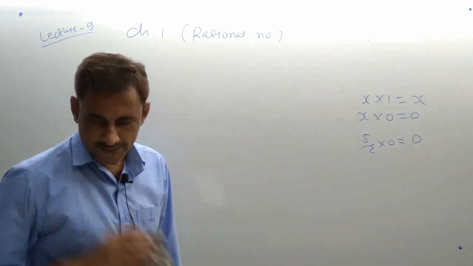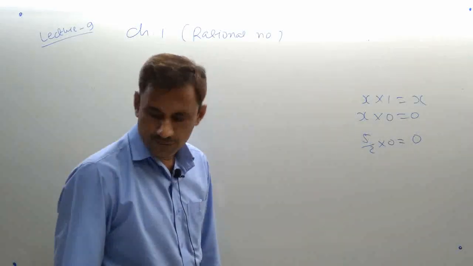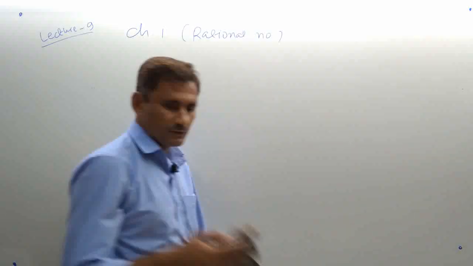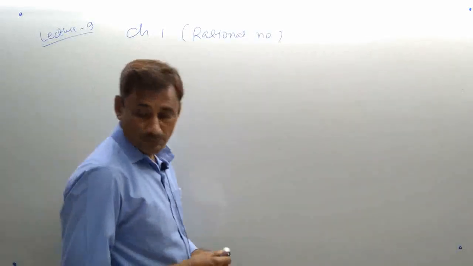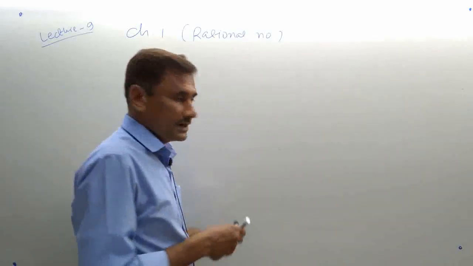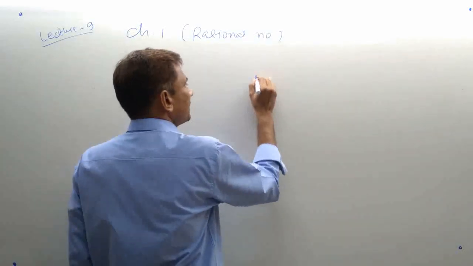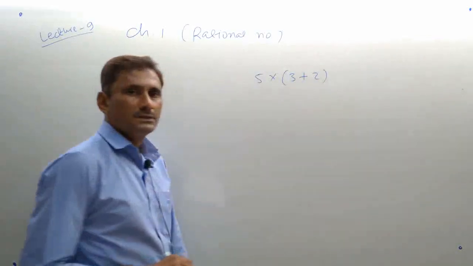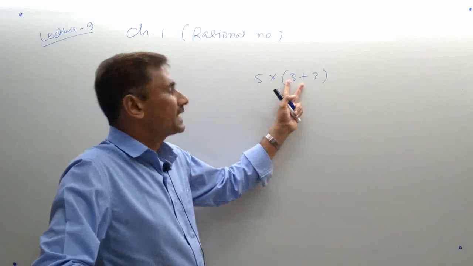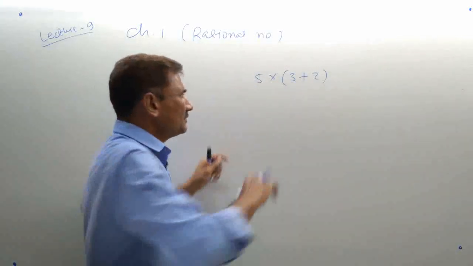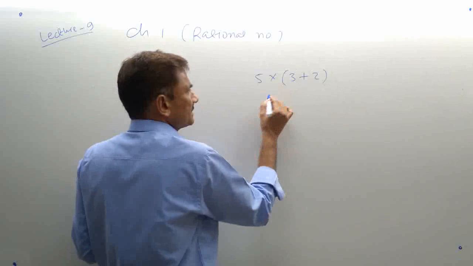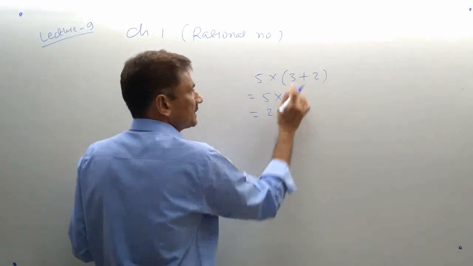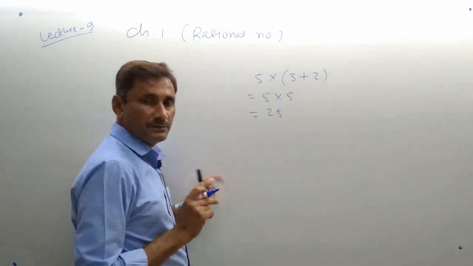Okay, and multiplication, sixth property: multiplication is distributive over addition. Understand it well. This is the distributive law or distributive property. So look here, suppose 5 into 3 plus 2. You can open this bracket. First of all, without opening the bracket, I just get the answer here. So 5 into 5, how much? 25, because 3 plus 2 I make here 5. So 5 fives are 25.